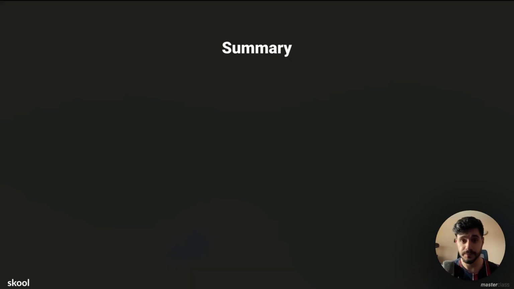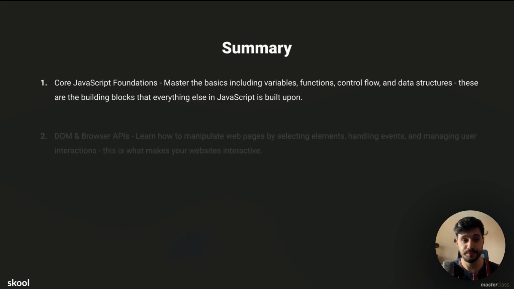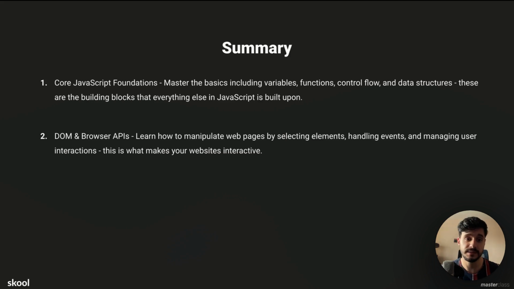Moving on to the summary. Core JavaScript foundations: master the basics, including variables, functions, control flow, and data structures. These are the building blocks that everything else in JavaScript is built upon. DOM and browser APIs: learn how to manipulate web pages by selecting elements, handling events, and managing user interactions.